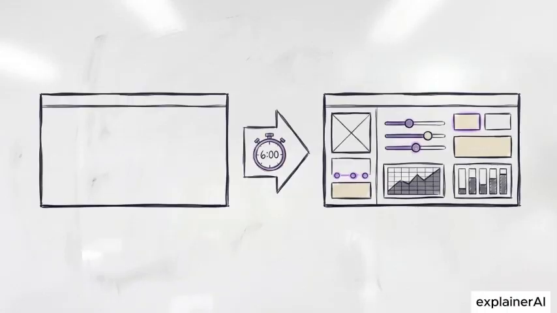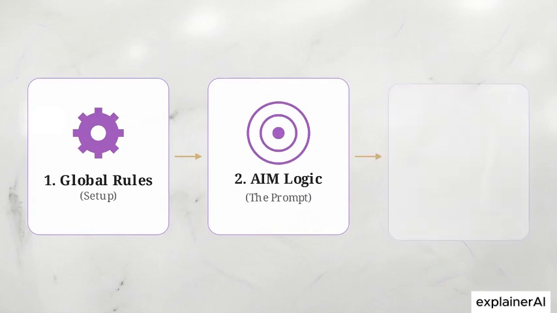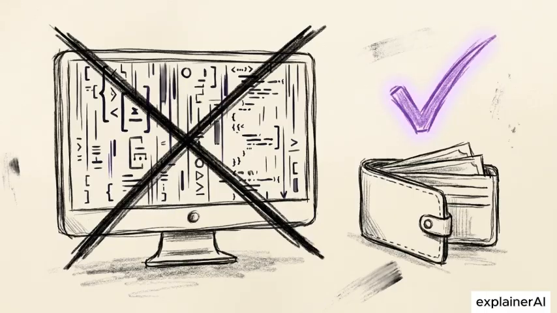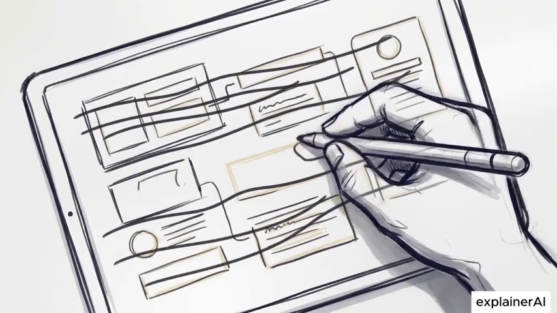You just went from a blank screen to a published web application in 6 minutes. We did this by setting global rules, using the AIM framework for logic, and publishing the final result through artifacts. You achieve this without writing any code or spending money on specialized development tools. The distance between an idea and a working tool has effectively disappeared. It's time to start building.